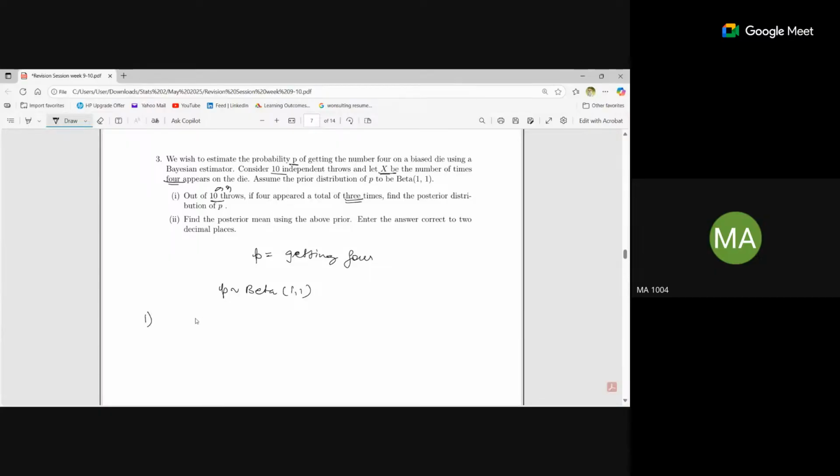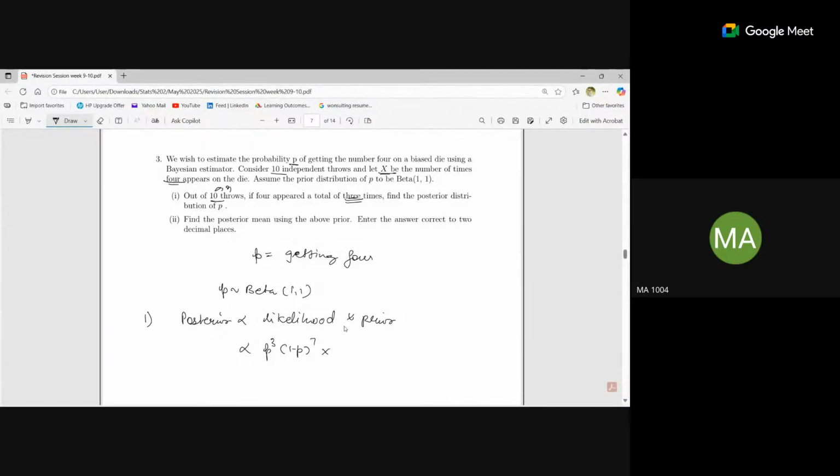So the first thing is, what is posterior distribution? Likelihood into prior, correct? So now, what is my likelihood here? P to the power 3 into 1 minus P to the power 7. So how did we get this? P is basically getting 4. How many times did I get 4? I got 3 times, out of 10. So not getting 4 is basically 10 minus 3, which is 7.